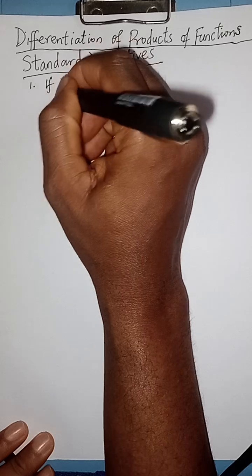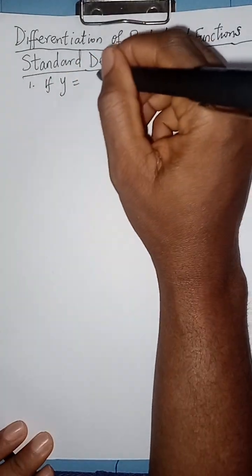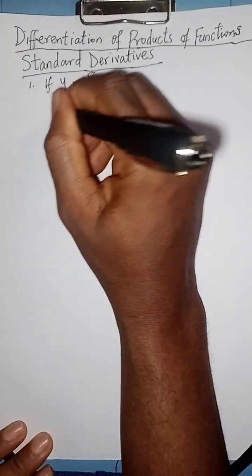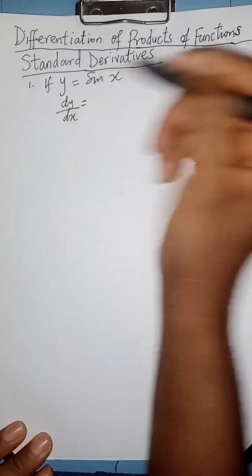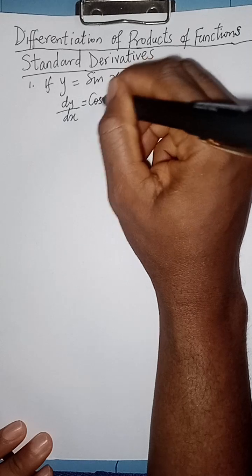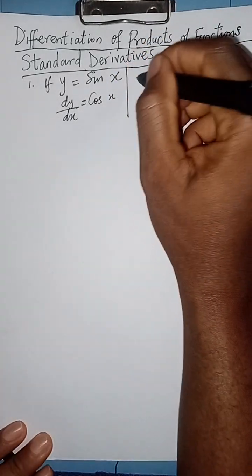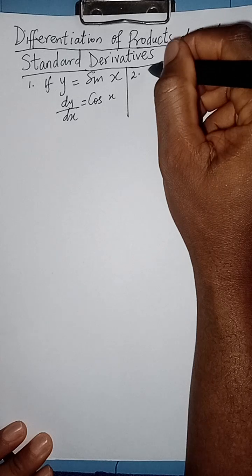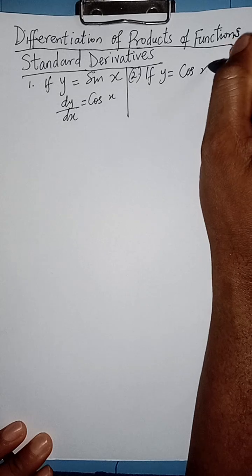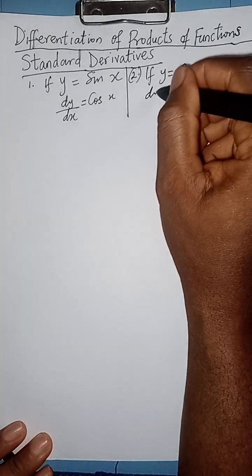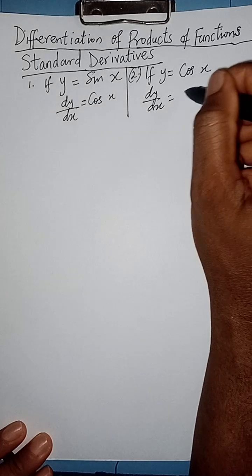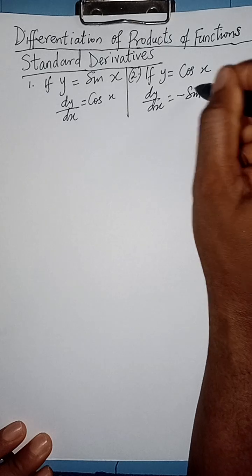If y is equal to sine x, what is dy/dx? The dy/dx will be cos x. And let this be number 2. If y is equal to cos x, what will be the dy/dx? The dy/dx will be minus sine x.